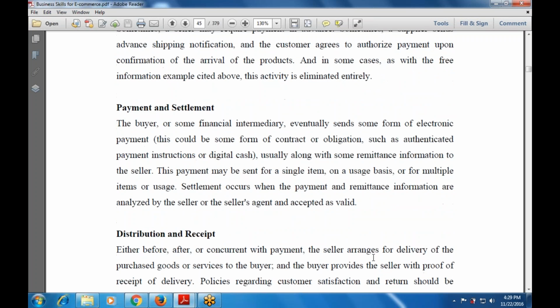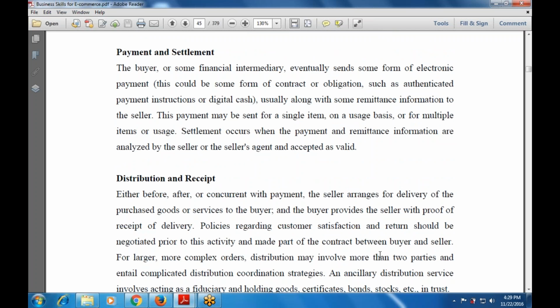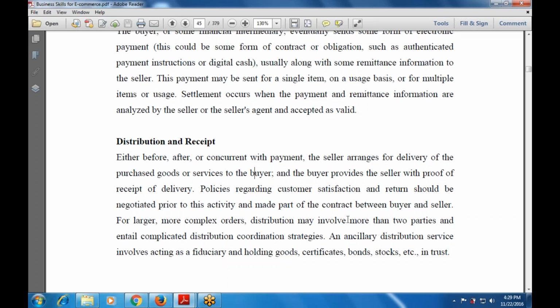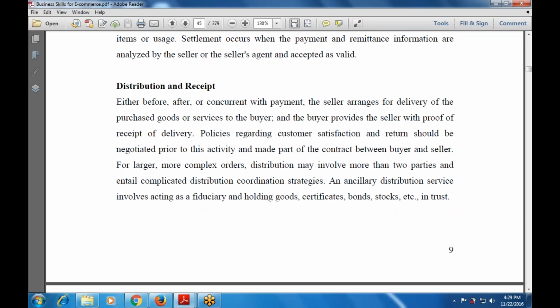Then distribution and the receipt, that is used with the payment, and the seller arranges for the delivery of the purchased goods and services. What are the various products? What are the various services that are used over here? And then the distribution service also gives the stocks in trust.